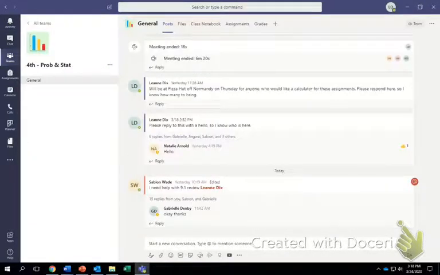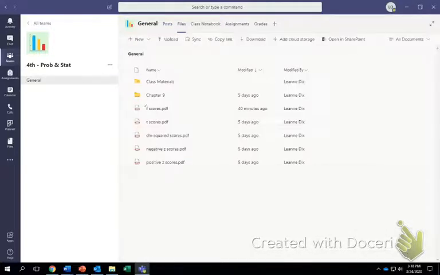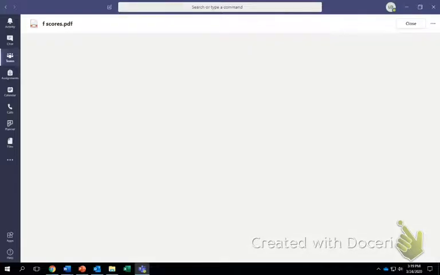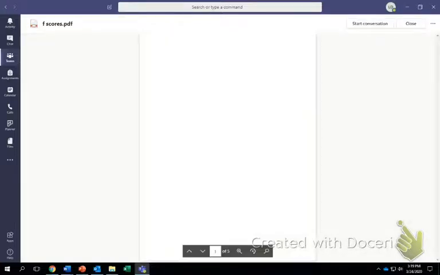Okay, so once again, here is our class. If you go to the very top, we have files right here. We're going to click on that. And now we have, or should have, all of our scores right here. I added one called the F score, and you can see it's new because it has this little annotation next to it that represents that it's new. So I'm going to open that up, and it's going to bring me to a PDF.